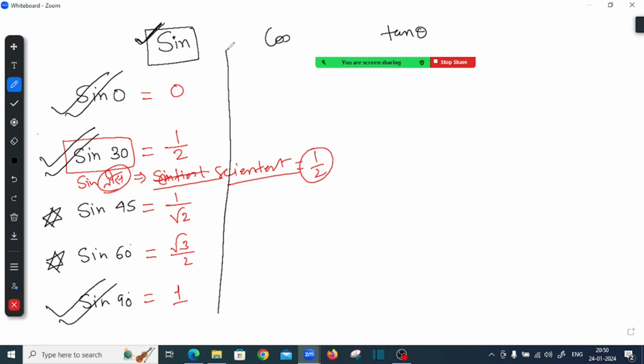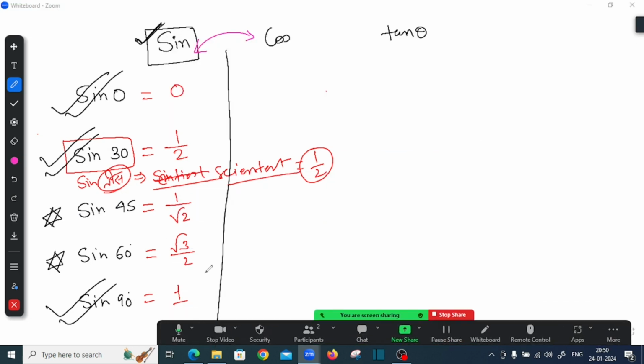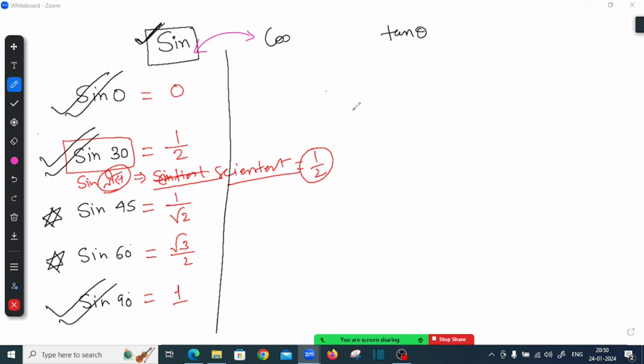Can we proceed for cos? See, sine and cos are complementary. We have two options to remember all these values. First is straightforward, just remember. The second is to link everything: the first will be linked to the second, the second to the third. So now we have to study that there is a relation between sine and cos. Sine and cos are complementary, right?